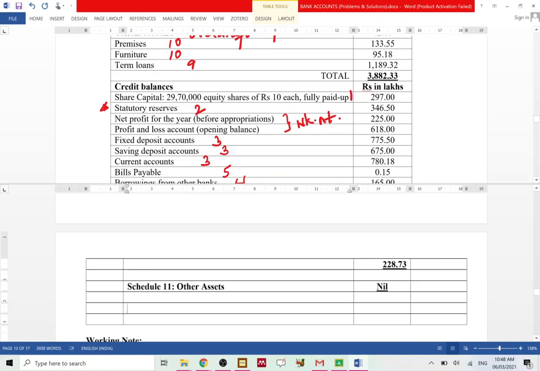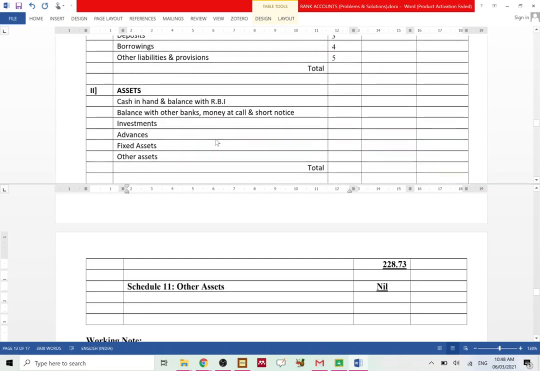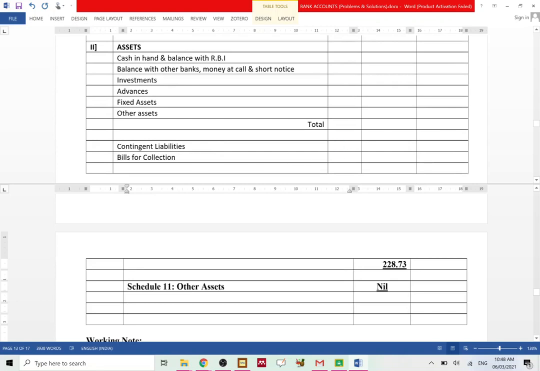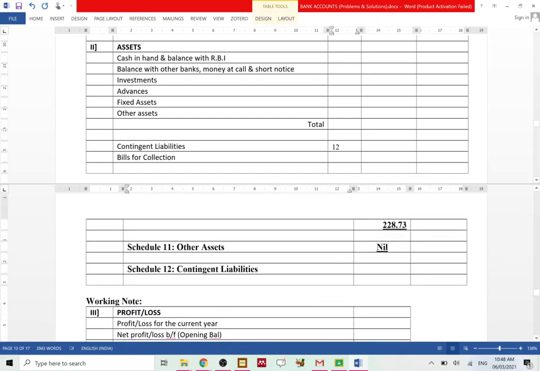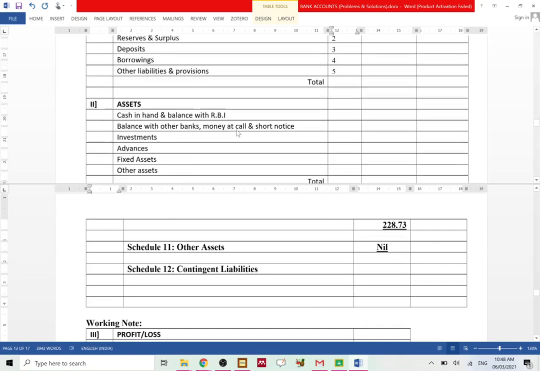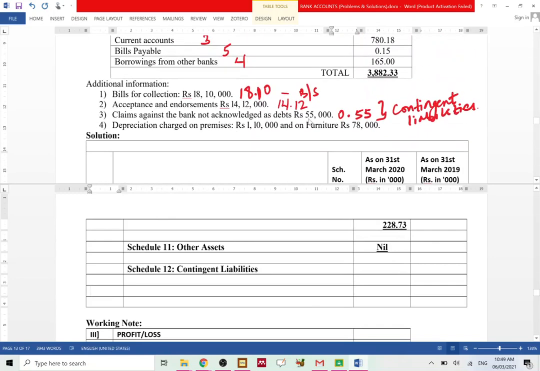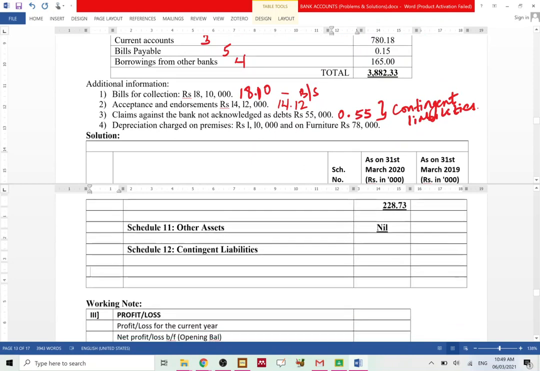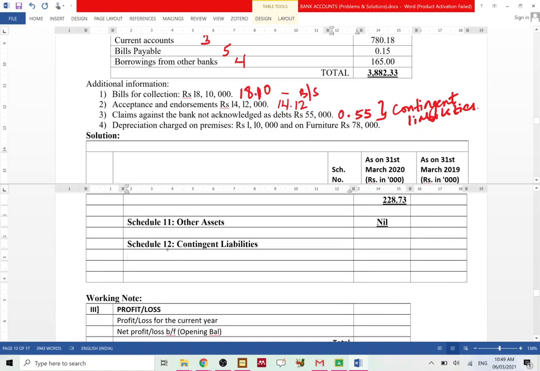Now another schedule that we need to show is your contingent liabilities. This is schedule 12. So we still have yet another schedule to go. Schedule 12, contingent liabilities. And under this you have two items we've already discussed the other day. If you look at the problem and the adjustments, these two things, acceptances and endorsements, and claims against the bank that are not acknowledged as debts, both of these will go under contingent liabilities.